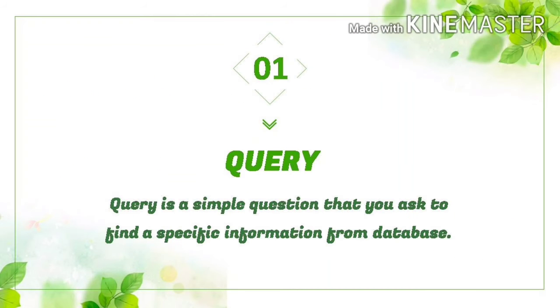First topic is query. As you know, a database may contain a huge amount of data. So if you want to retrieve data from a database, it's an uphill task to retrieve information from the database. So to solve this problem, MS Access provides a feature that is query. Query is a simple question that you can ask to find specific information from the database. The information that is retrieved after applying a condition or criteria is saved in a separate table, that is query table.